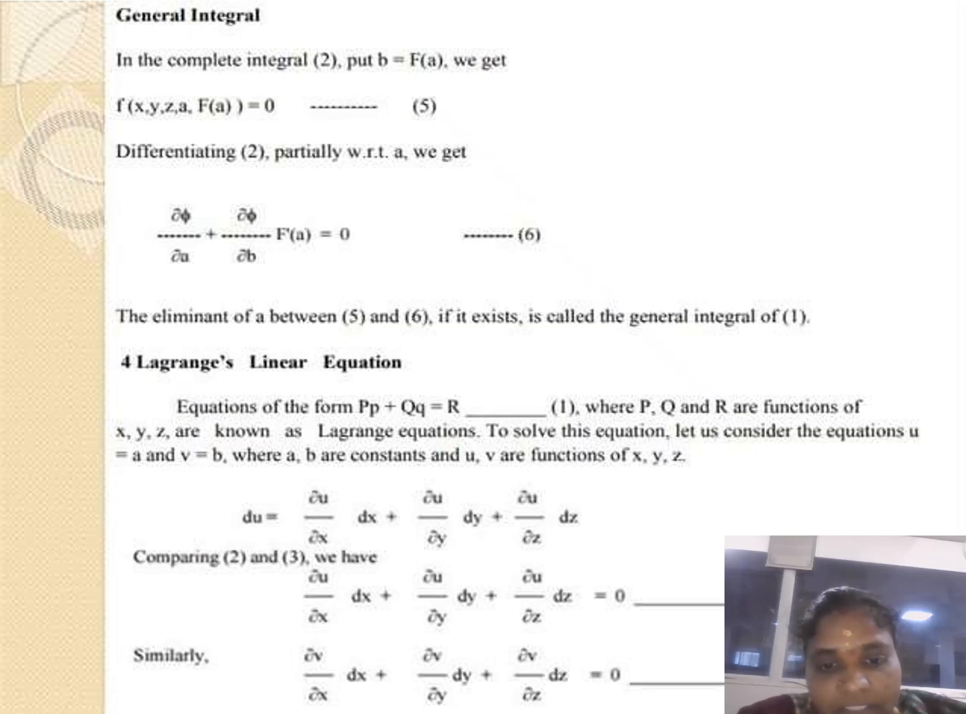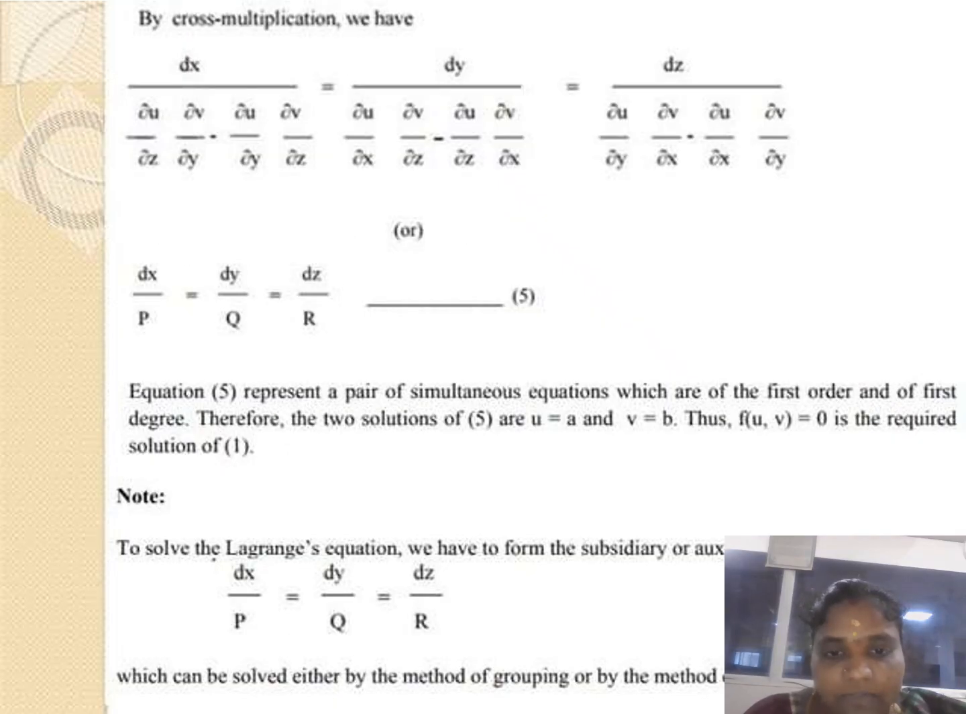Comparing the second and third equations, here ∂u/∂x dx plus ∂u/∂y dy plus ∂u/∂z dz. By using the partial differential equations and solving this equation, finally we get the auxiliary equations dx/P = dy/Q = dz/R. Using the total differential equations, we get the subsidiary equations, the fifth equation. This is called the simultaneous equations, which are first order and first degree.